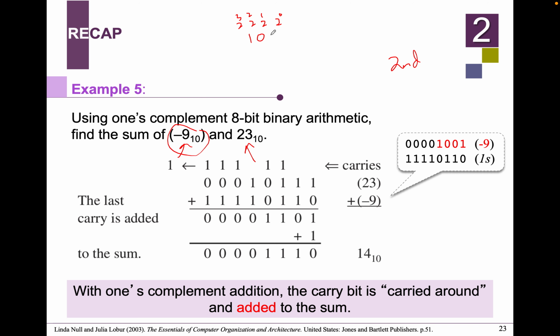Okay, 0 0 1. This is my 9 value, but of course I'm going to put 8 bits. This is negative in front, negative 9. This is the magnitude of 9. The value is 9. So because it's negative, I'm going to apply the first complement using 0 to 1, 1 to 0.